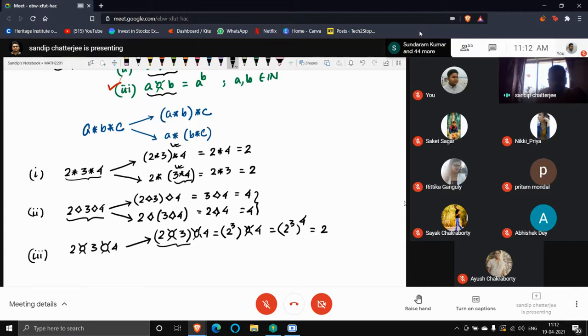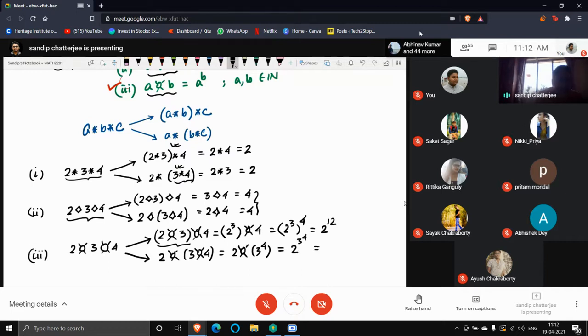That means this is 2 to the power 12. Now, if we interpret the same thing in another way, first I will operate the last two, then I will operate the answer with the first one. Then what will happen? 2 operated with 3 operated with 4. So that means 2 operated with 3 to the power 4. That means, as per the definition, this will be 2 to the power 3 to the power 4.